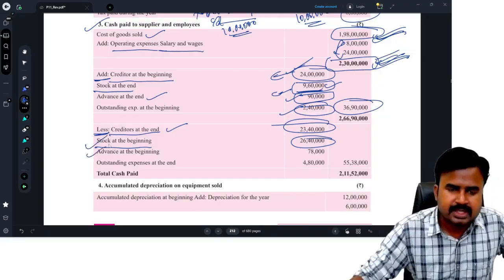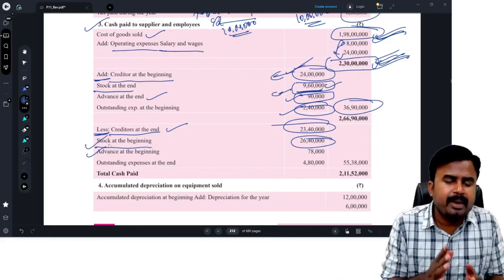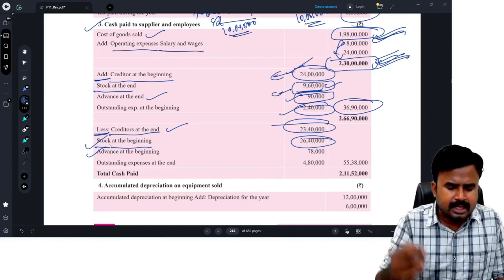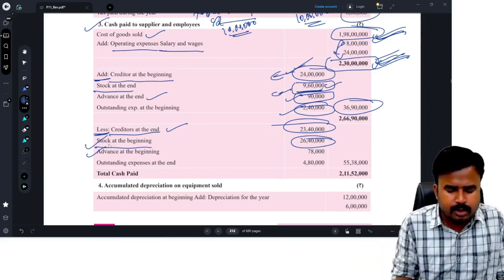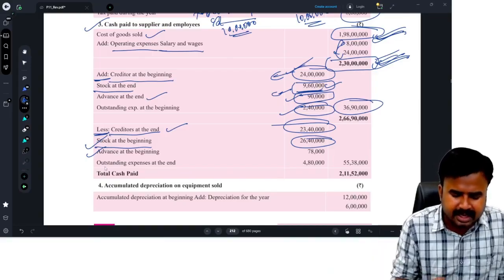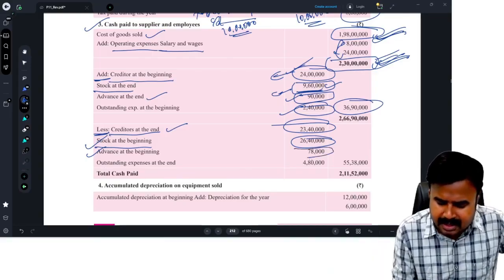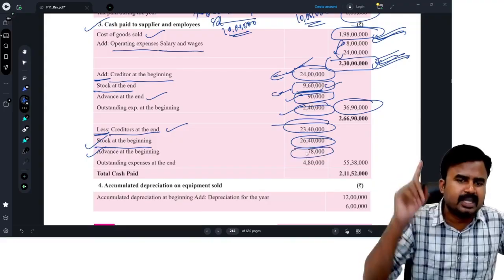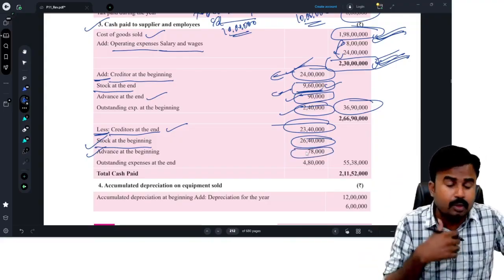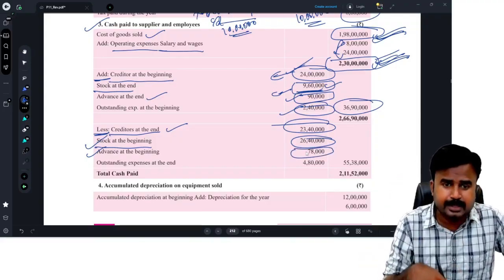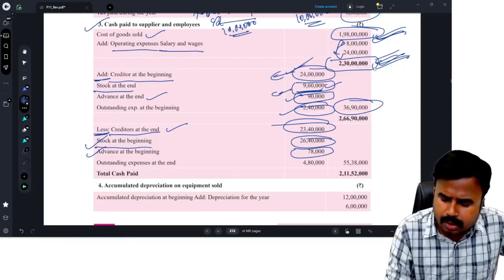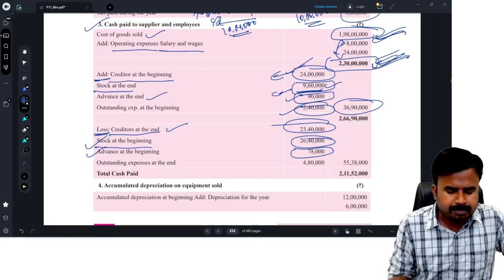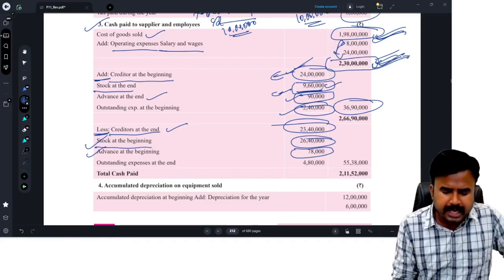See, advance at the beginning represents payment we made in the last year. Since we made payment in the last year, that should be deducted here, because you don't need to make payment for this advance in the current year. This advance is an advance expenditure in the last year, prepaid expenditure and accrual expenditure, which is the concerned year's expenditure of this year that is already included in this 2 crore 30 lakhs. So advance at the beginning should be deducted.